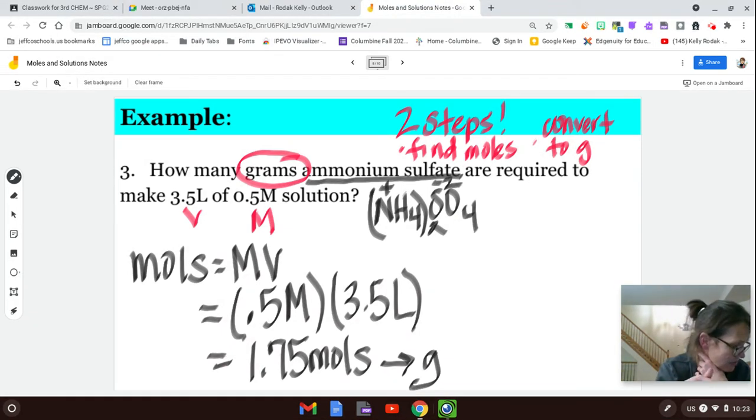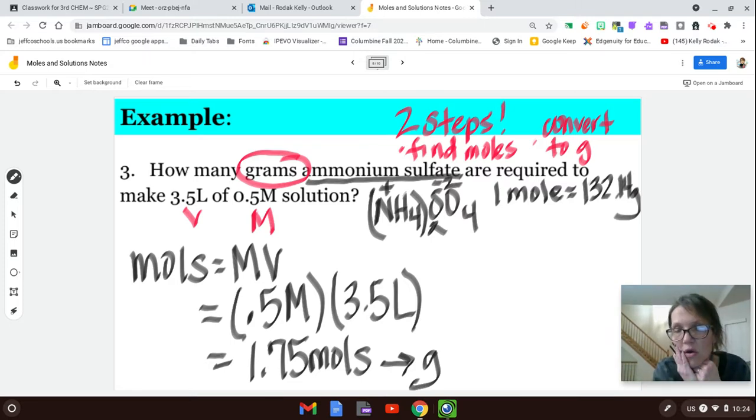And I'm going to save us a little bit of time and tell you that 1 mole of ammonium sulfate is equal to 132.14 grams. Okay, so that's our molar mass. So we're going to take that 1.75 moles that we have there and then do a little mole problem that we should all be experts at by this point.